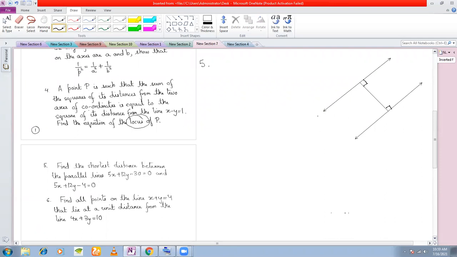Equation of the lines given here are 5x plus 12y minus 4 is equal to 0. And equation of this line is 5x plus 12y minus 30 is equal to 0. Okay, let us call this point P and let us call this point Q. We want to find out PQ.